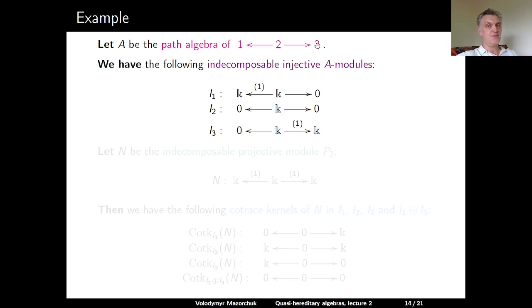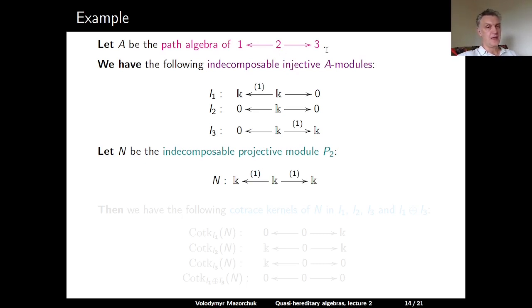And for I3, we have a path from 2 to 3, so I3 is one-dimensional at vertices 2 and 3 with the identity map between these vector spaces, and zero-dimensional at the vertex 1. Consider as N the indecomposable projective module P2. This module is one-dimensional at all vertices, with the identity maps representing the actions of the arrows. That's because from 2 we have the trivial path to 2, we have an arrow to 1, and an arrow to 3.